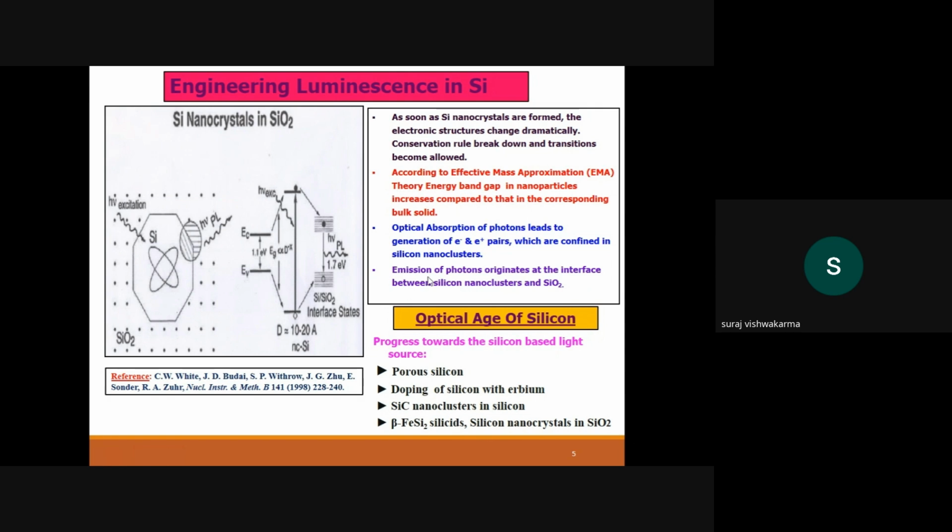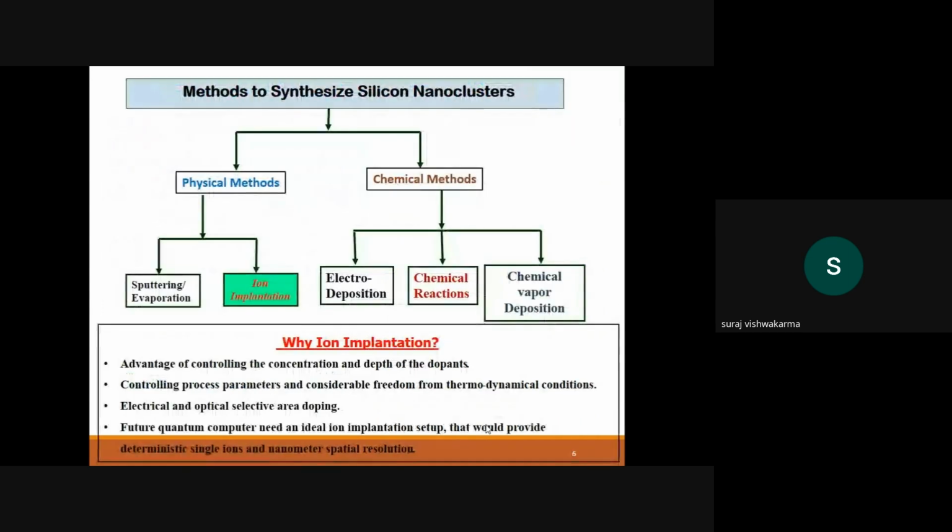There are certain research papers that have explained porous silicon, doping of silicon with erbium, silicon carbide nanocluster in silicon, beta iron silicide, and silicon nanocluster in SiO2 and Al2O3. These are the different types of research going on nowadays on a larger scale.